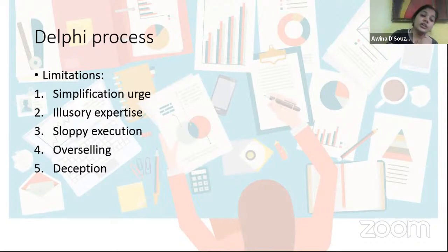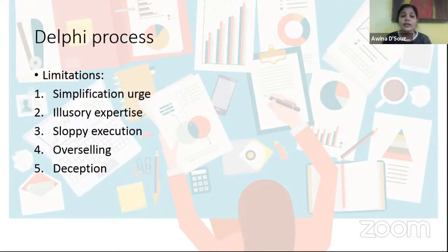Okay, then comes illusionary expertise. As the data is coming from respondents, the panelists might not understand what the respondent actually wants to say. So they might have their own illusion about a particular thing. That could also cause a lot of hampering with the incoming data.